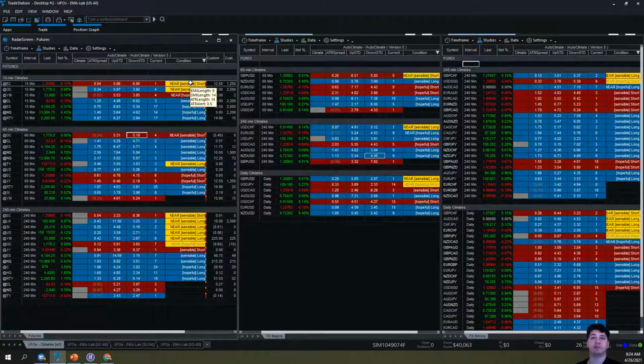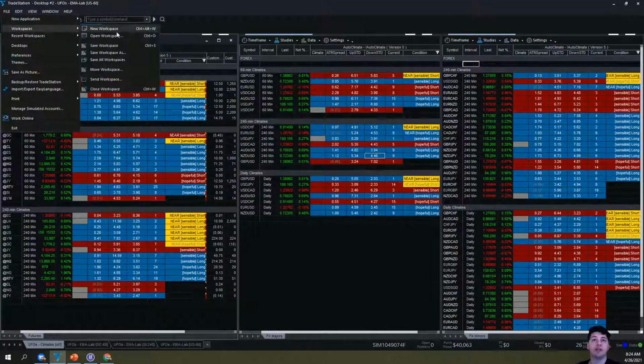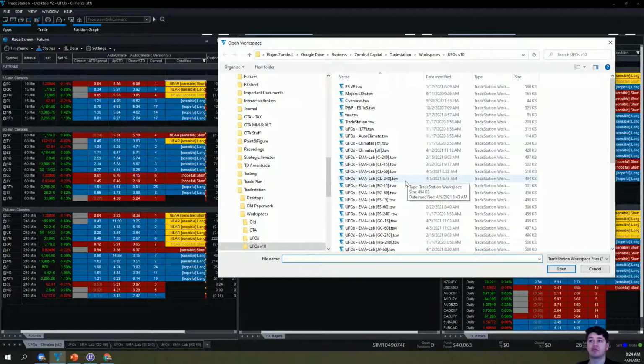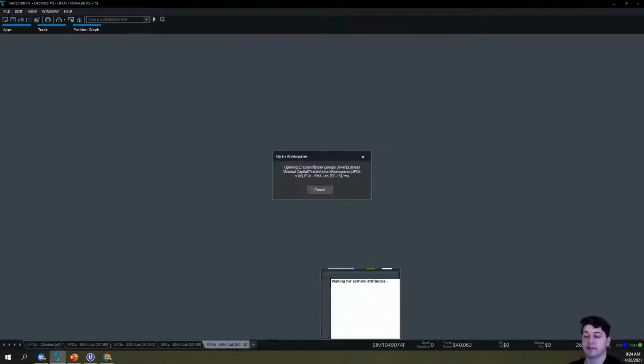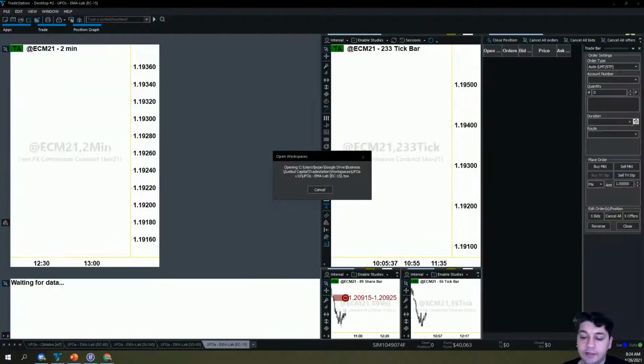It looks like we might have something here on the Euro contract. Confirmed down climate with a sensible short being called out. So let's go ahead and set that up and open that up, rather.